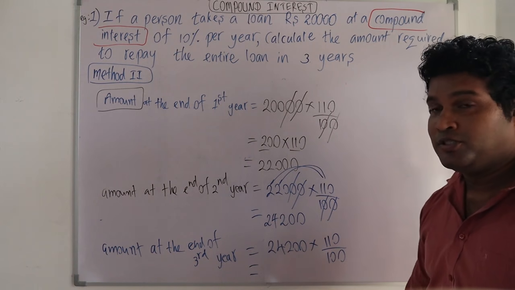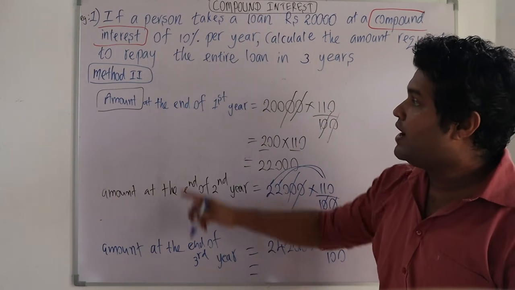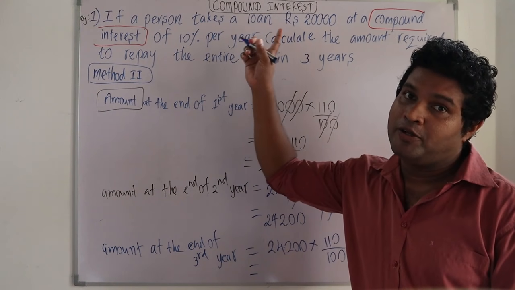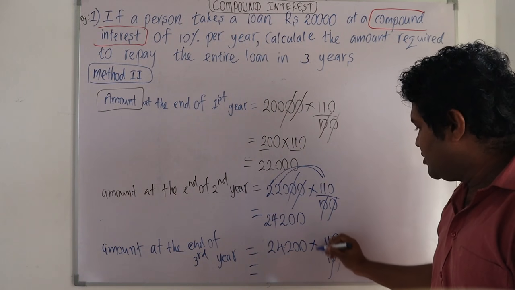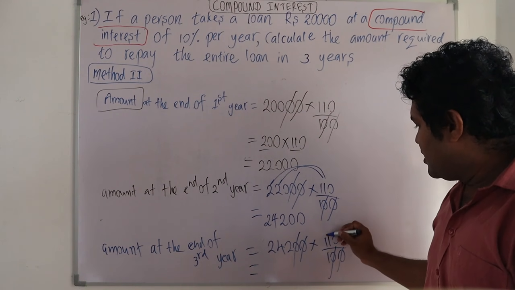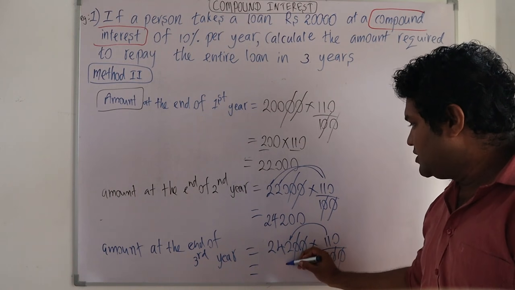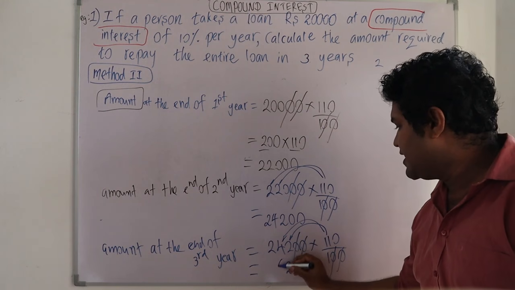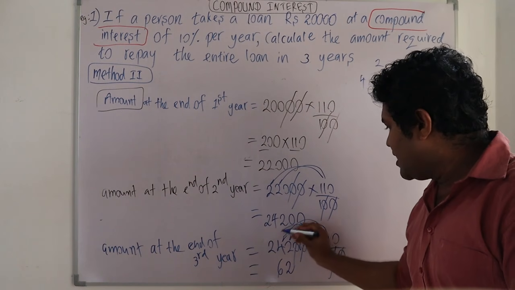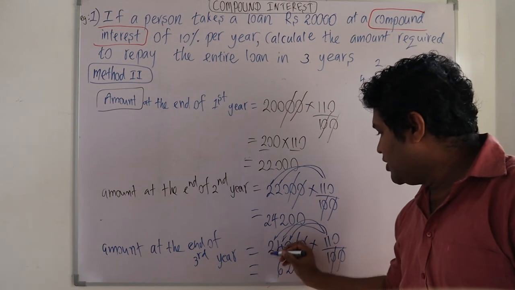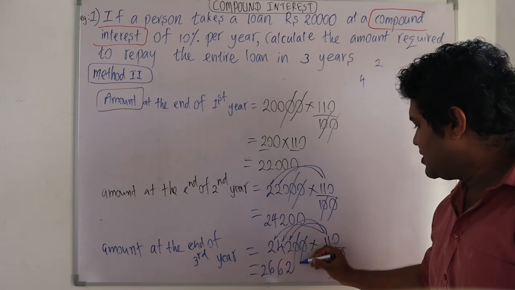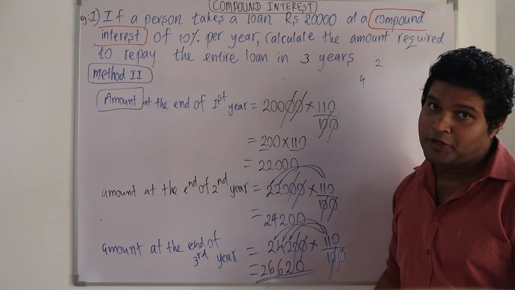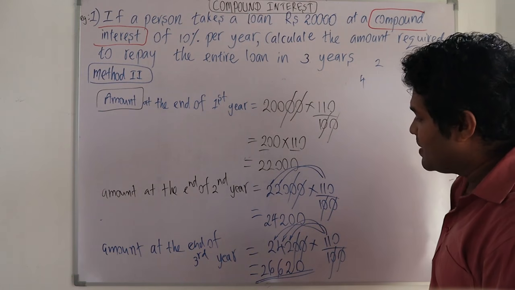Please remember, nobody should use 10% when amount is calculated. When interest is calculated only, they have to use 10%. Okay, now 00 is cancelled. It is 11 times 22, 2 is remaining, 11 times 4, 44 with this 2, 46, 4 is remaining, 11 times 2, 22 with this 4, 26, and keep this 0 aside. So what is the final answer? Of course, it is 26,620 rupees, right? Your answer is absolutely correct.